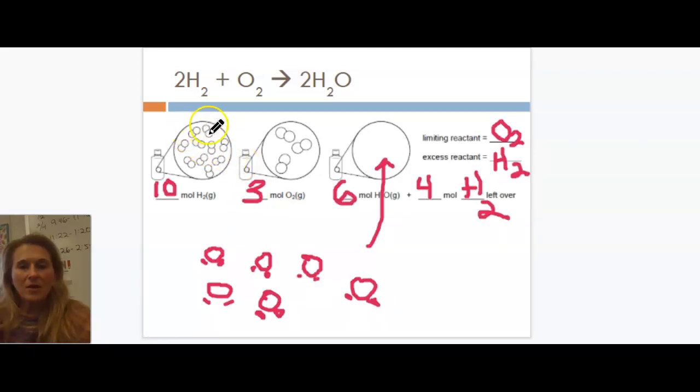Okay, so here we counted our representative hydrogen moles, and we see that there are 10, so that means we have 10 moles of hydrogen. And here we count 1, 2, 3 to represent 3 moles of oxygen. And if we bring them together, we would be able to make 6 moles of water. And that means that oxygen is our limiting reactant, hydrogen is our excess reactant, and it's going to have 4 moles of hydrogen left over, along with those 6 moles of water that we can make.